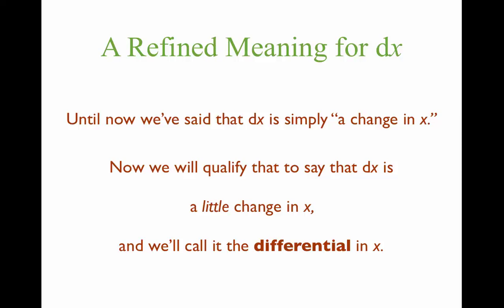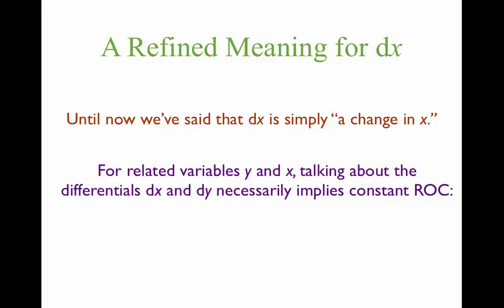And we're going to talk about why we want that today. Okay, so that's important. For related variables y and x, talking about differentials dx and dy necessarily implies a constant rate of change. If we're talking about a relationship between dx and dy, then it's implied that we have a constant rate of change between them, and dy equals m dx. Given any change in x, the change in y will be m times that change in x, right?